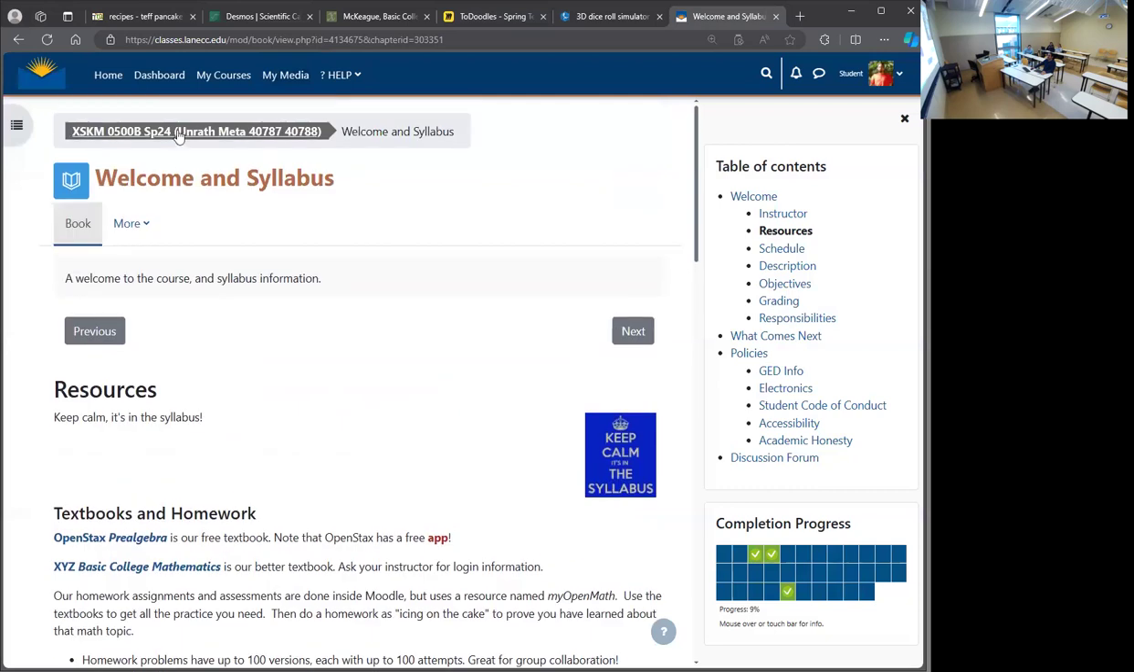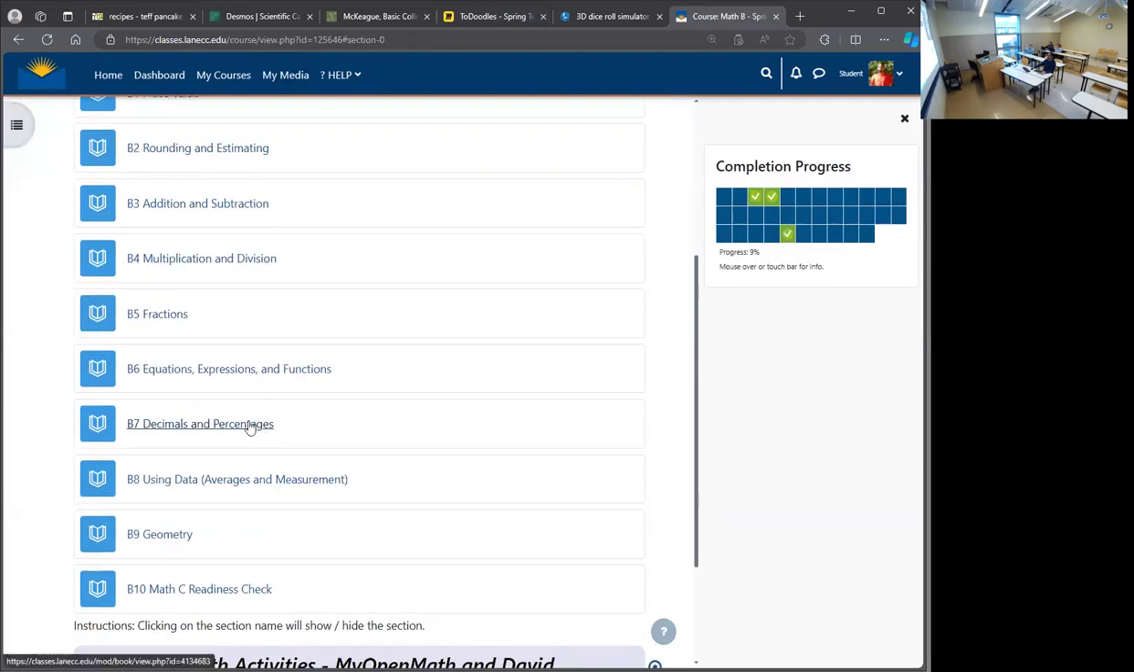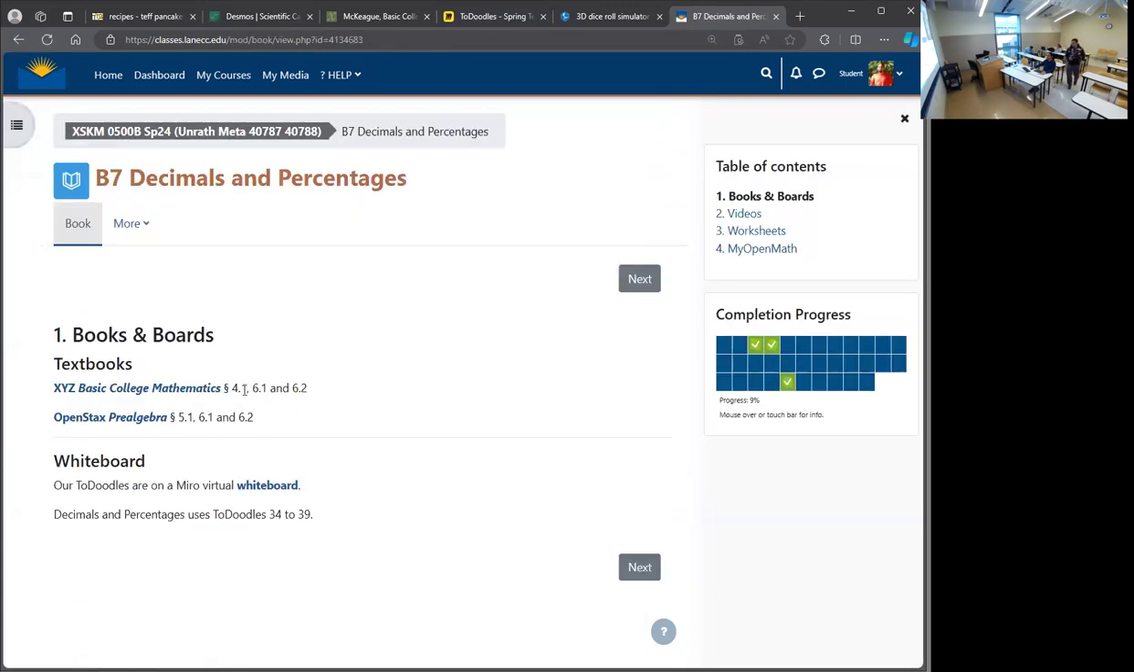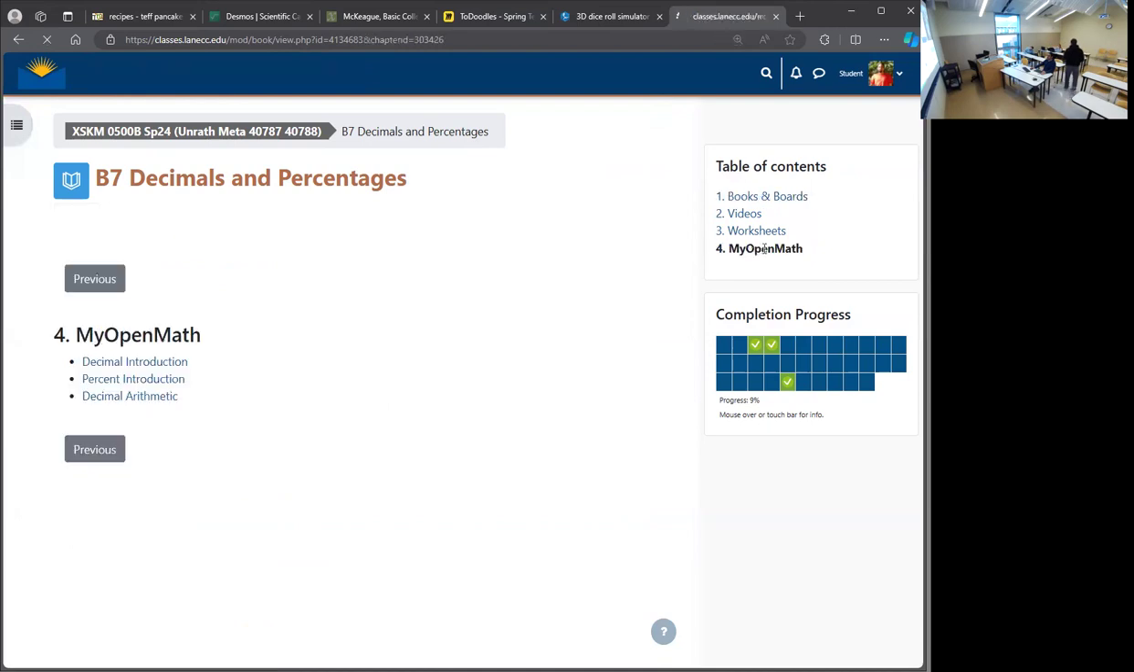Actually, let me talk about homework really quick. So again, we are now doing decimals and percents. So anything from B1 to B6, the first 4 Math B topics we've done, you could do those homework. If you wanted to start decimals and percentages, looking in the book, you could, but I wouldn't try the My Open Math yet, we're not there yet. Okay.